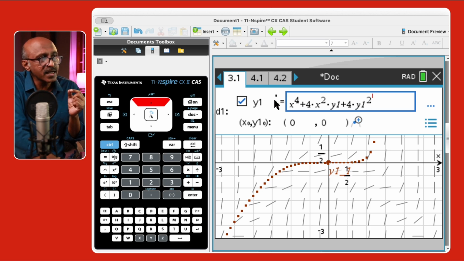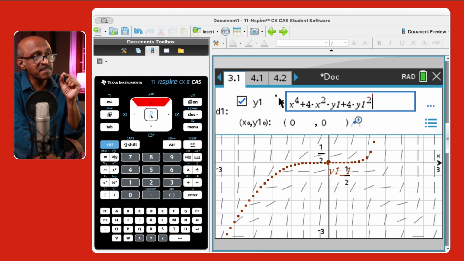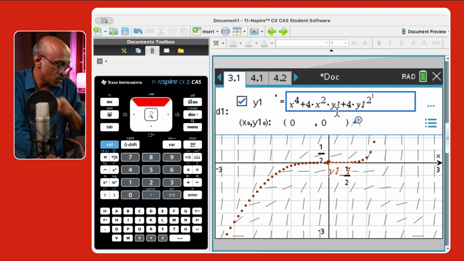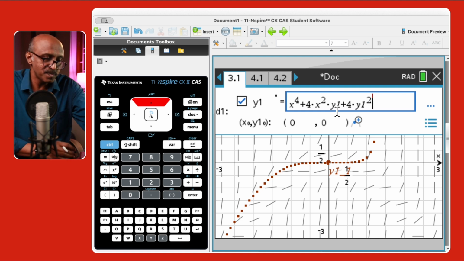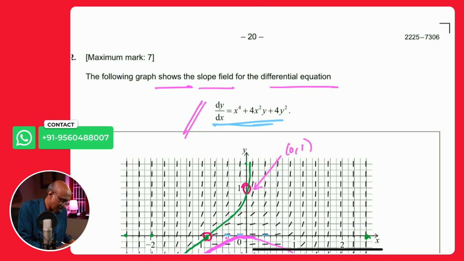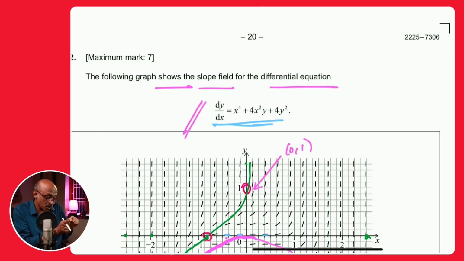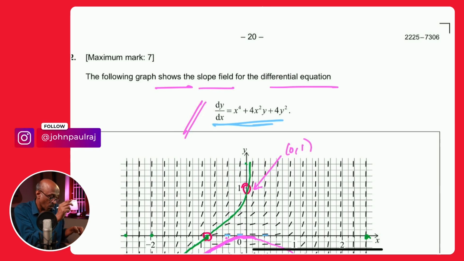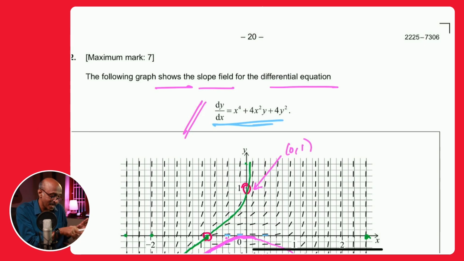But it says y1 prime. Can you see the dash? That's for y1 prime, the derivative. That means everywhere here I should write y1. That's a little tip. You can't enter y. So the question says, in this particular question, we have x to the power of 4 plus 4x square y. But that y corresponds to the dy by dx. So in the calculator, where it says y1 prime for dy by dx, the corresponding y1 should be there on the right hand side. I hope that makes sense.